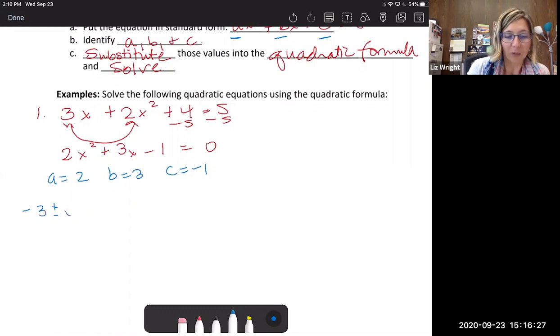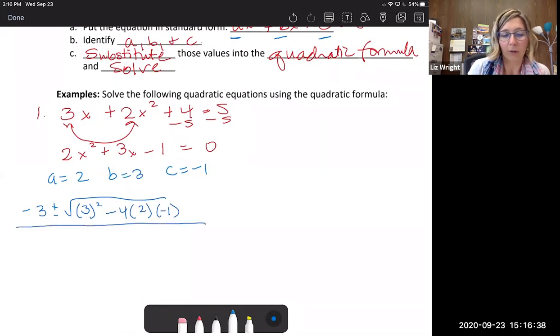All right, so negative b, which is negative 3, plus or minus the square root of b squared, which is 3 squared, minus 4 times our a times our c, all over 2a. Common error: you're not going to write a, you're actually going to write 2. Another common error I see on students' work is that you forget to make this fraction bar super long. It should go underneath that entire numerator. So make sure you do that.